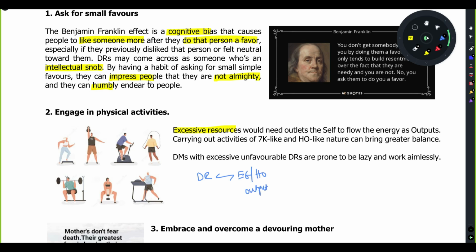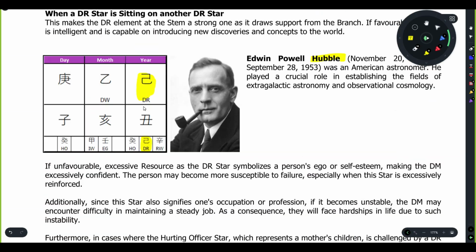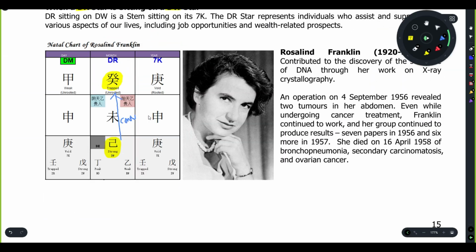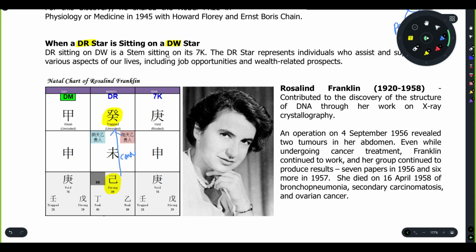And for those who do not have output stars, one way is to balance out the flow of the chi. Because if there is a flow in your chart, it is very, very smooth. Let's take a look at Rosalind Franklin. Look at her stems. Do you see a flow in the chart?